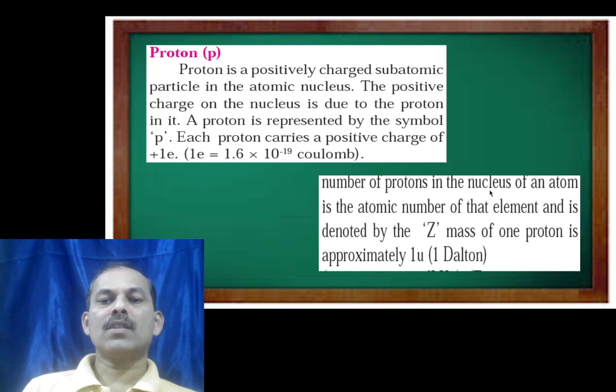The number of protons in the nucleus of an atom is the atomic number of the element and is denoted by the symbol Z. The mass of one proton is approximately 1 u. u means Dalton.